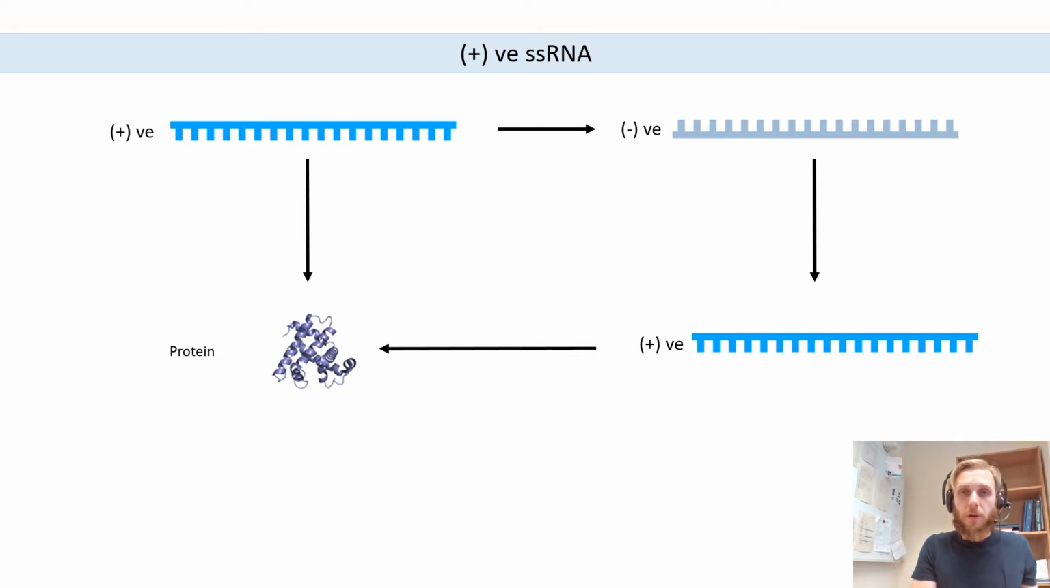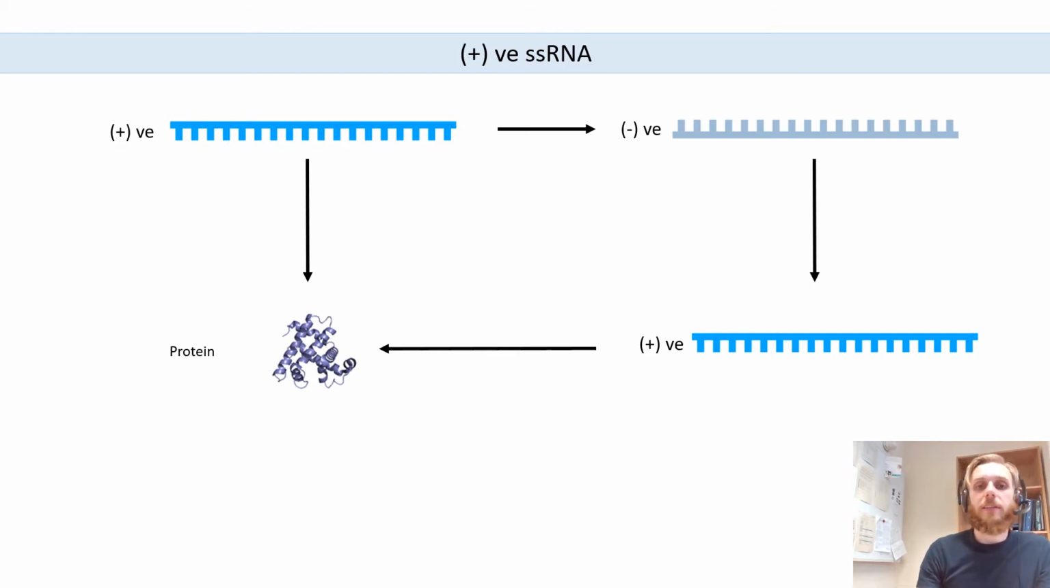Therefore, if you're using a positive sense single-stranded RNA, you can only produce a negative strand from it. Similarly, if you then have a negative strand, you can only produce a positive strand from that, because the RNA polymerase is adding the complementary strand. That's why this seemingly convoluted mechanism exists: the virus starts off with a positive sense strand, uses that as a template to produce a negative strand, and uses the negative strand as a template to produce a positive strand. These positive strands can then be translated into protein.